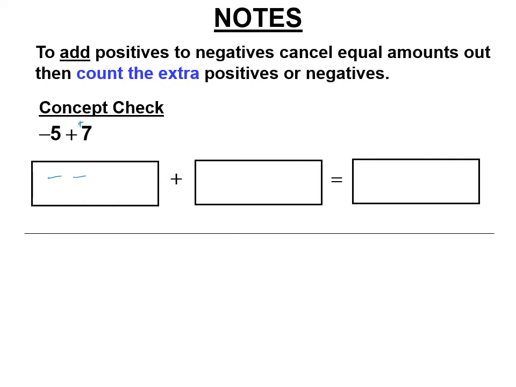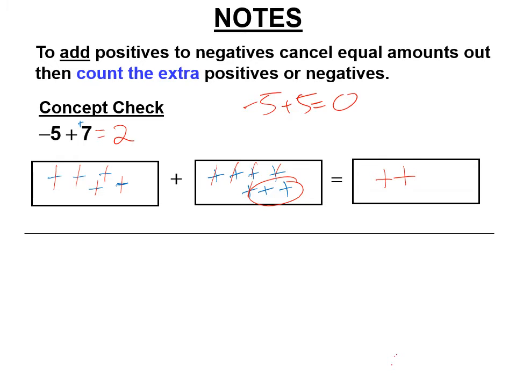So we're going to write 5 negatives in the first box, 7 positives in any pattern you want. Let's make this one bigger. And then what would go in the last box? Well, each negative plus the same amount of positives cancel each other out and make 0, right? So 5 negatives plus 5 positives would make 0. Those cancel each other out, and you get two other extra positives. So the answer to this is positive 2.